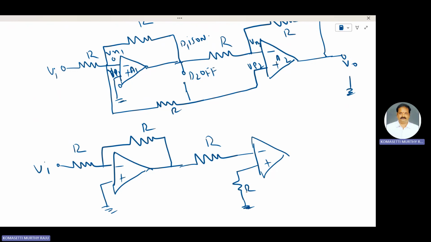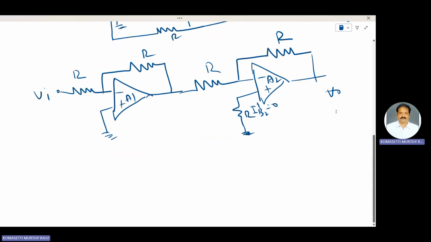That means there is no current flow through this R because IB2 plus is 0. This one is A1, this one is A2. Therefore, it acts as a short circuit. The drop across R is 0. This one is V naught. This one is R. Find out the V naught for this case. This one is V naught dash.